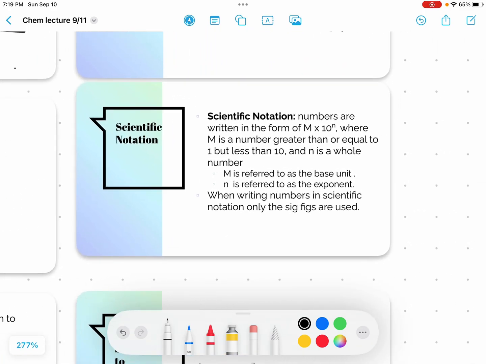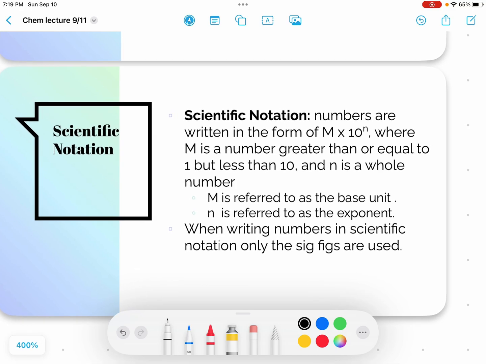Okay, now we're getting into scientific notation. In scientific notation, numbers are written in the form of m times 10 to the nth, where m is a number greater than or equal to 1 but less than 10, and n is a whole number. So m is referred to as your base unit, while n is your exponent. When writing numbers in scientific notation, only the sig figs are used.